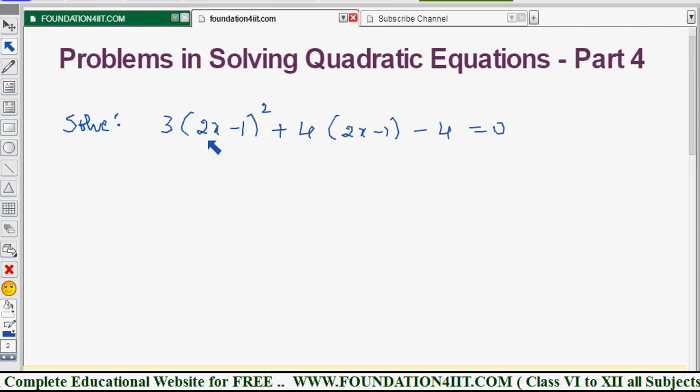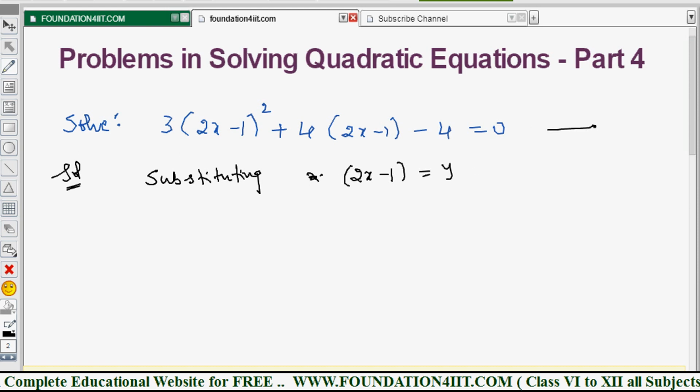If you expand this (a minus b) whole square and simplify with 3, you'll get the answer, but it takes a lot of time. And from an examination point of view, we should go for the easiest method. For that, whenever you get the same values in the bracket, just substitute 2x minus 1 with another variable. So that means by substituting 2x minus 1, take some y.